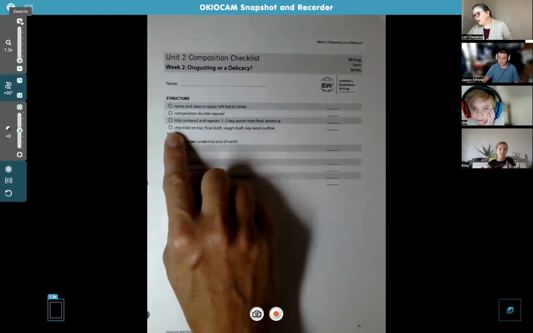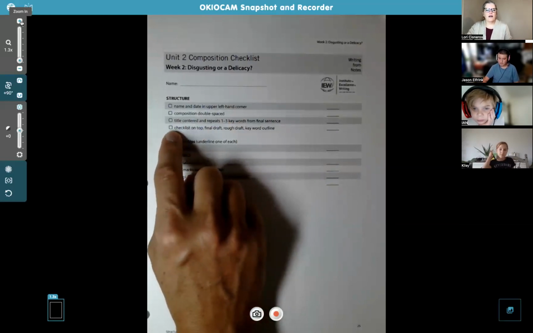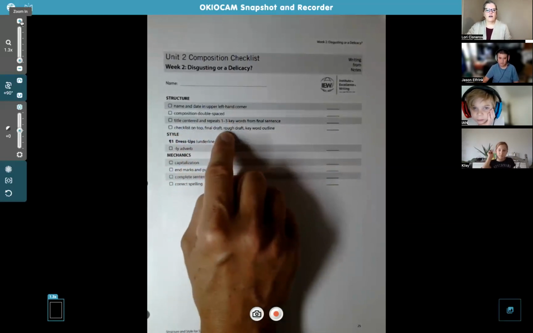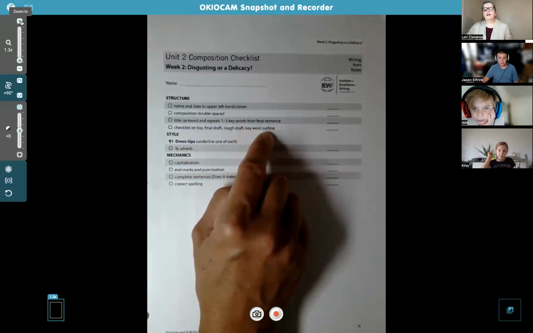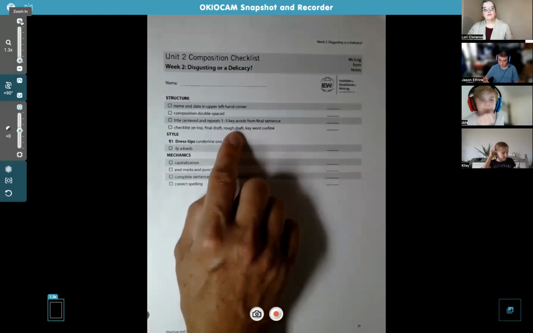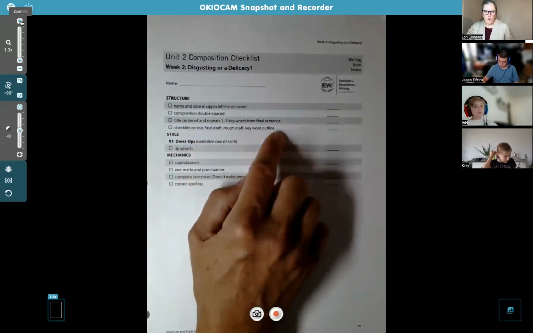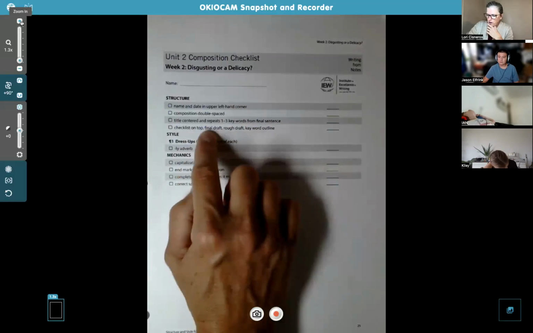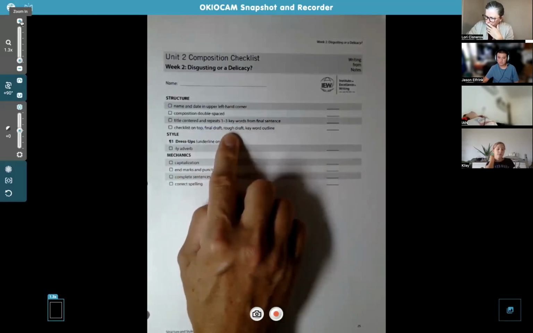This next box right here, checklist on top, final draft, rough draft, keyword outline, ignore that one because that's only if we were in class together in person and you were turning it in to me in person. So that one we're going to ignore because you turn it in on Google Classroom. So it doesn't have to be all stapled together and stuff like that.